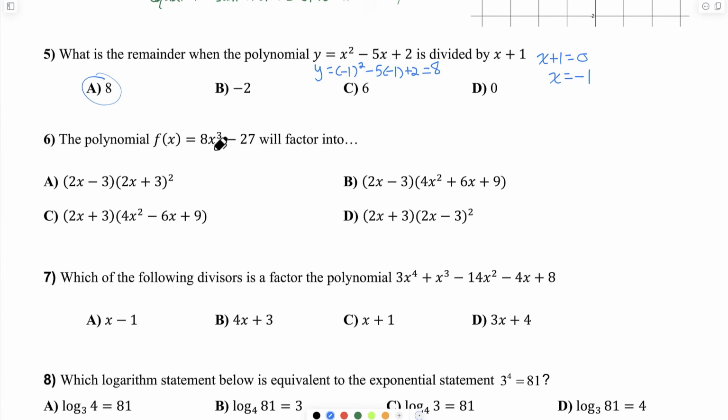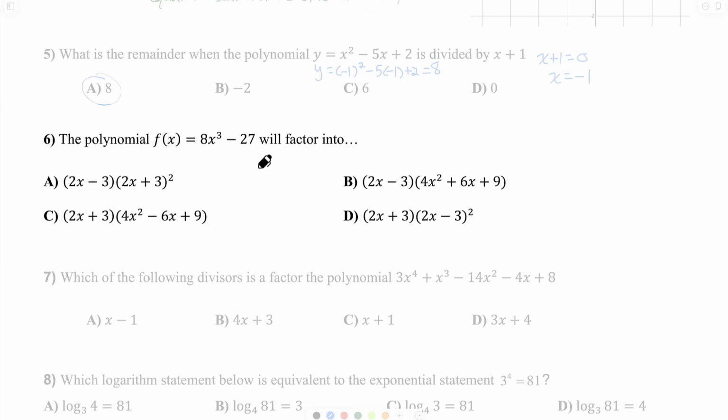Number 6, the polynomial 8x cubed minus 27 will factor into, well, I notice that this is a difference of cubes, right? 8 is a perfect cubed number, so I could think of this as a 2x being cubed, and 27 is a perfect cubed number, it is a 3 cubed. So I have a difference of cubes, so I can just follow the difference of cubes formula, which I will write here for you.